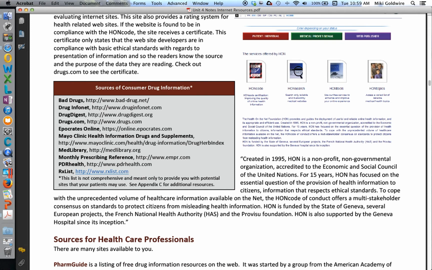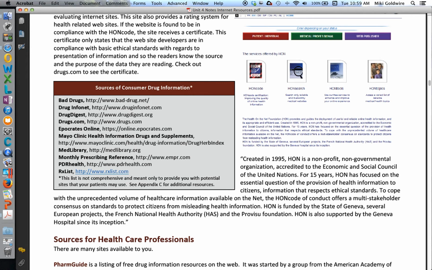Created in 1995, HON Health on the Net is a nonprofit, non-governmental organization accredited to the Economic and Social Council of the United Nations. For 15 years, HON has focused on the essential question of the provision of health information to citizens, information that respects ethical standards.